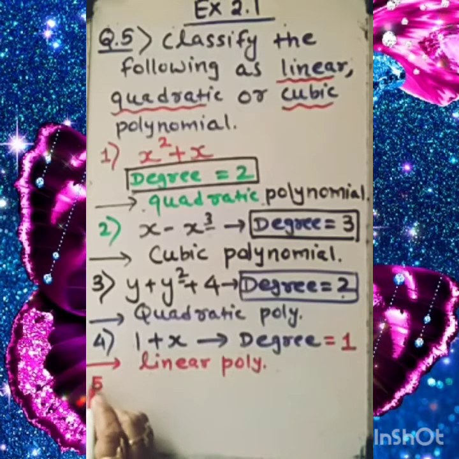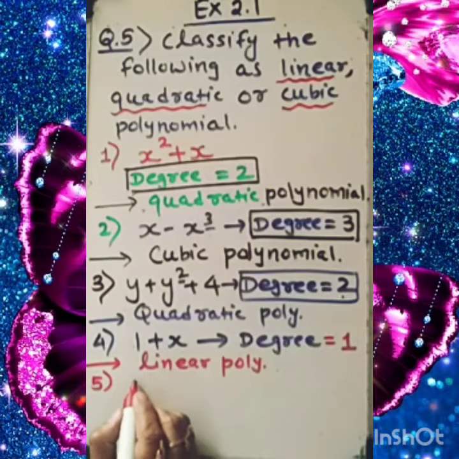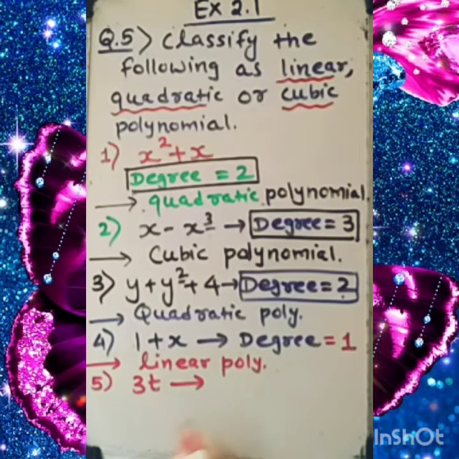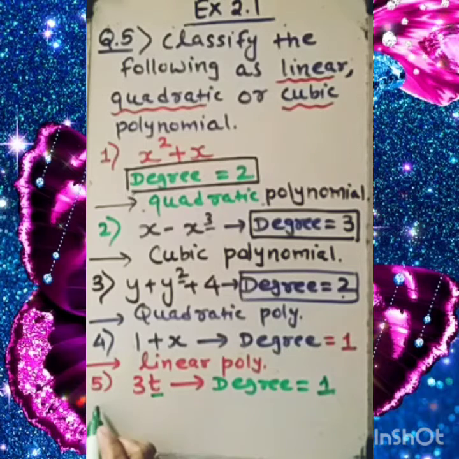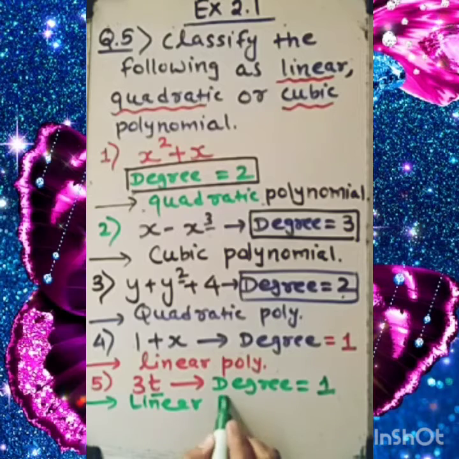Let's go with the fifth. The fifth is only 3t, so it is monomial. We can say it is monomial, but we decide this thing through the degree only. So the degree is the highest power of the variable. The variable is t, and the power nothing given means consider 1. So again 3t is a linear polynomial.